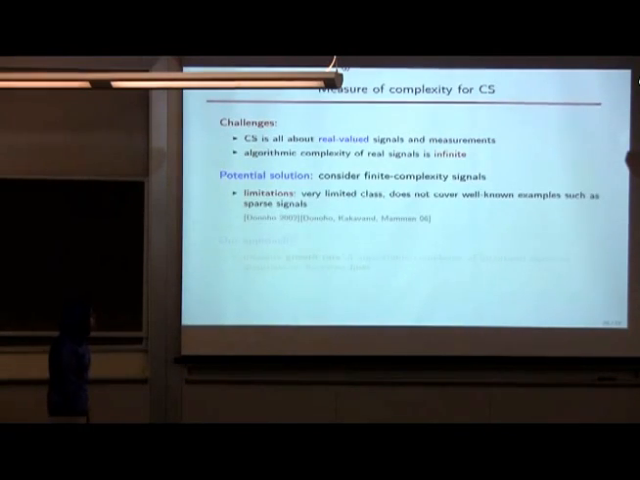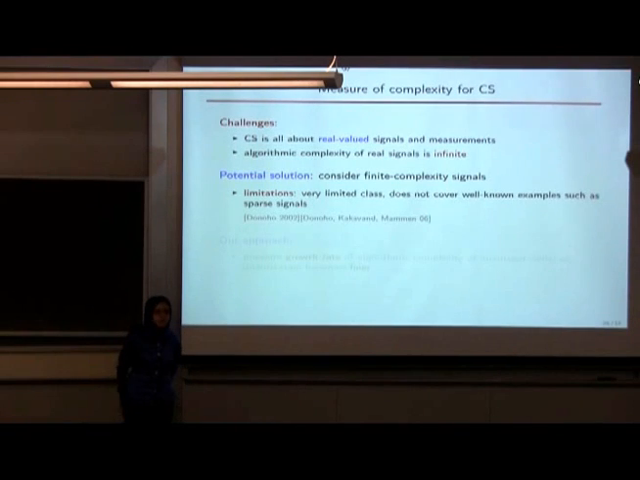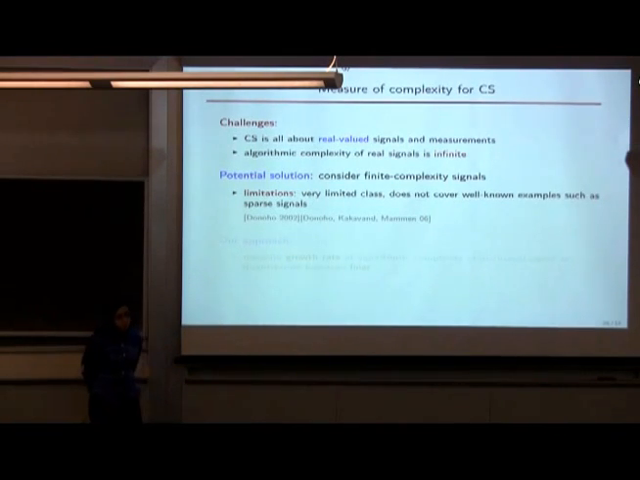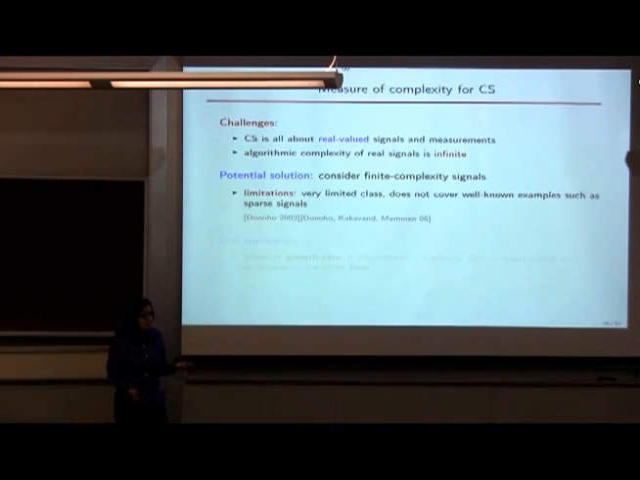One potential solution is to consider only signals that have finite computational complexity. This has been explored in this paper. The problem with this is that the class of signals that have finite complexity is very limited. It doesn't cover any of the classes we care about. K-sparse signals, low-rank matrices, almost all of them have infinite Kolmogorov complexity. So this is a very limited result.